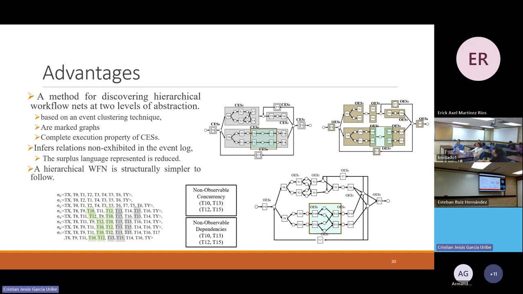The relations are inferred between events not observed but present in the log, where the discovery method produces a greater surplus of language.